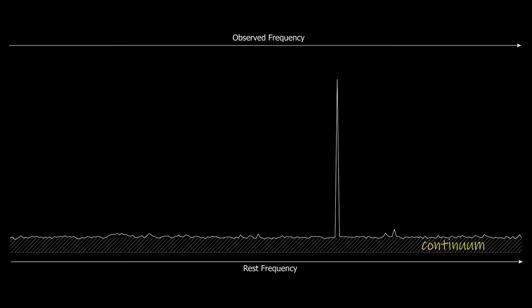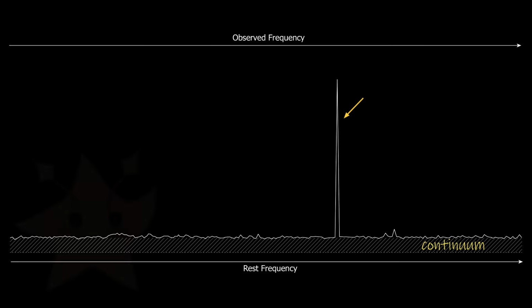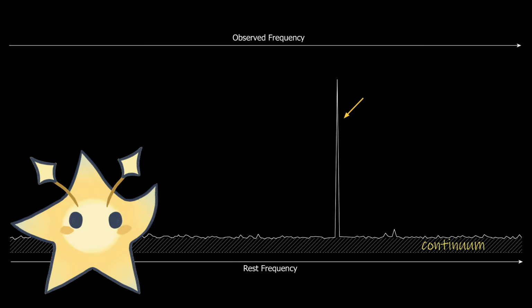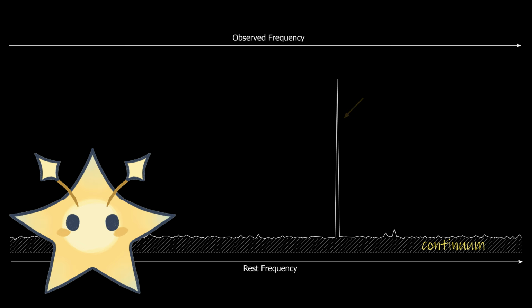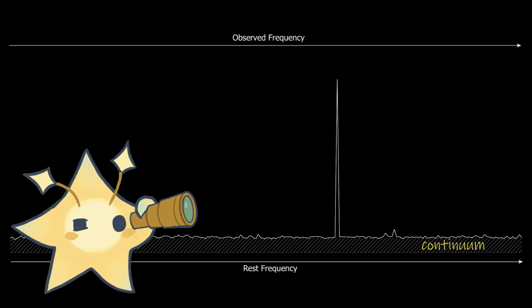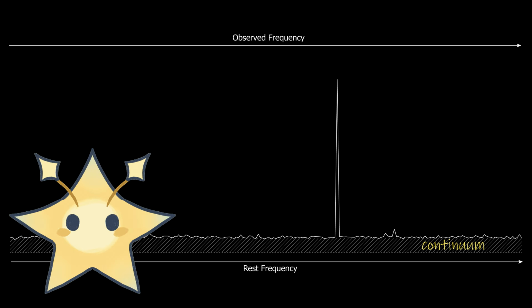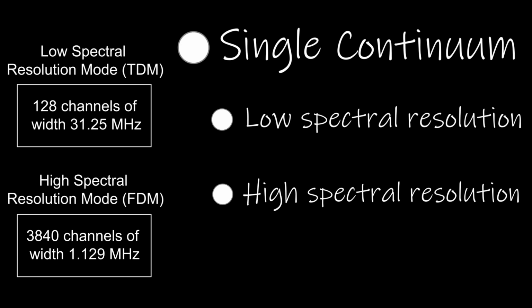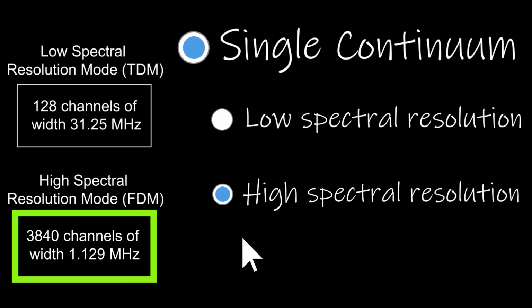But what if line emission is a more significant component of your observations? Let's explore in more detail the setup for observations in which we want to capture both continuum and line emission, since this is a powerful ALMA capability that can be used and set up in different ways. The first option is to use the single continuum setup we've already discussed, but with the option for high spectral resolution.